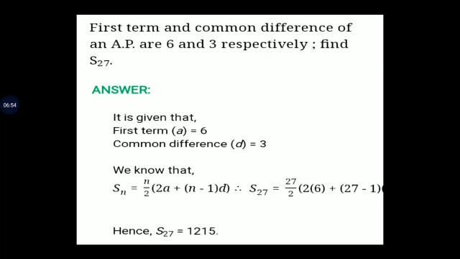So S27 is equal to, in place of n you put 27, by 2 into bracket 2a, that is 2 into 6, that is 12, plus n minus 1, that is 27 minus 1, into d, which is 3. So 27 by 2 into bracket 12 plus 26 into 3. By calculating the values, you will get 27 by 2 into 90. So that is 27 into 45. So S27 here you got as 1215.